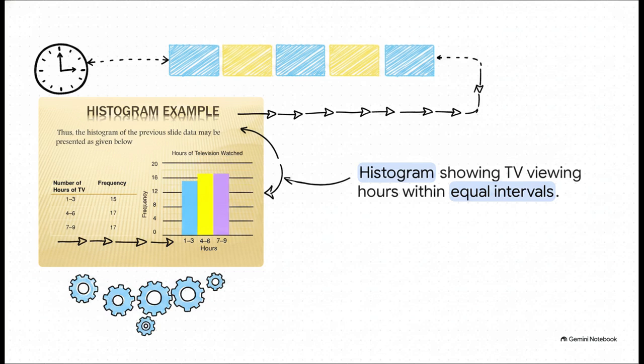The blue, yellow, and purple bars are physically touching. That no spaces visual rule is a massive clue. It instantly tells anyone looking that we're measuring a continuous flow of data across equal intervals, not separate, disjointed categories. It is just incredibly precise visual communication.